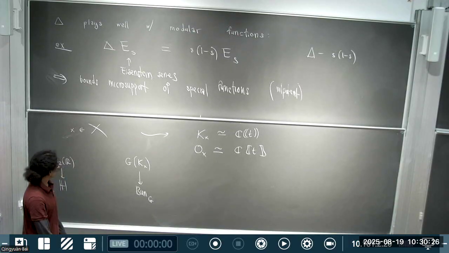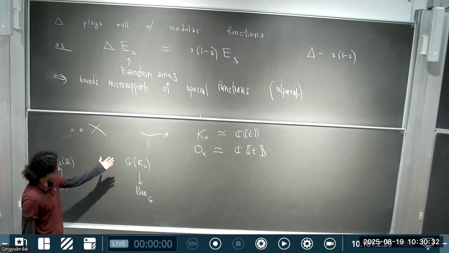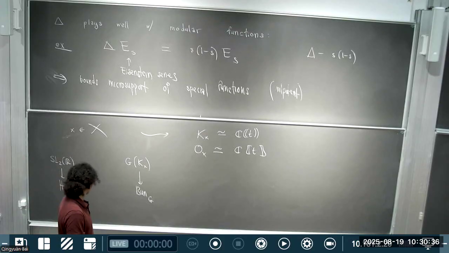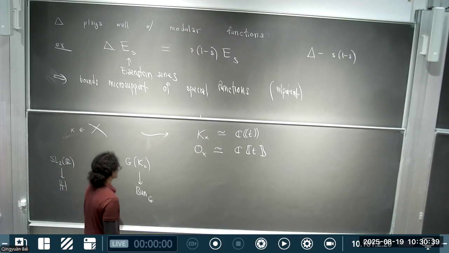And for example, in good situations, like if your group is semisimple, this type of map is just surjective, if you want to write Bun G as a double quotient.